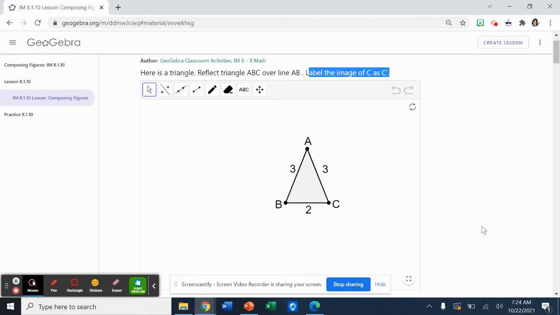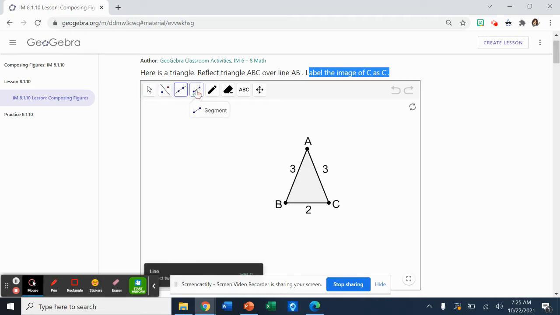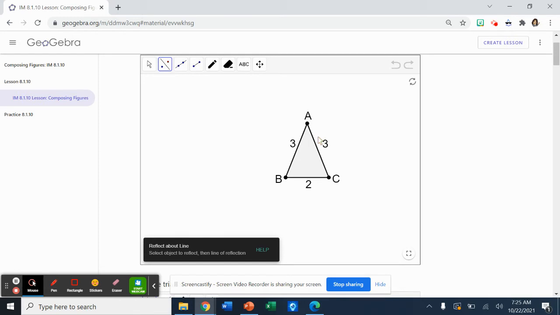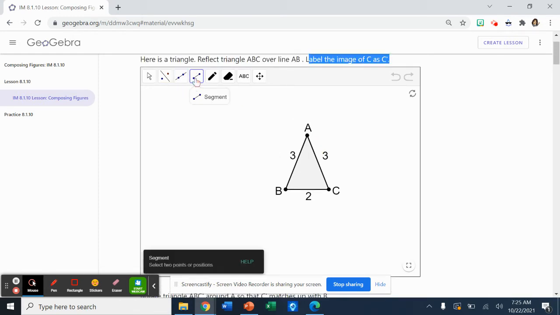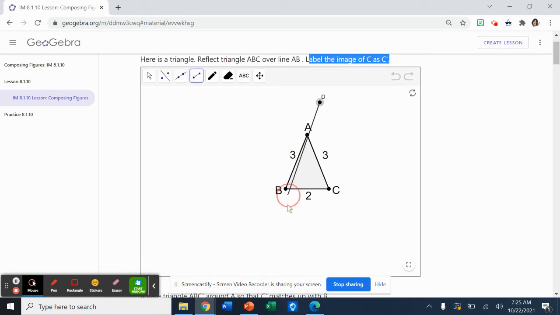Okay, so I want to review with you how you do this reflection. This doesn't have the reflection tool. It's just asking you to draw. It does have the reflection tool. So we can create a line of reflection. We want to draw the line segment first, and we know we're going to reflect over line AB. And then we can click on the reflect about a line tool, select the triangle we're reflecting, and select the line, and it'll reflect the triangle for us.